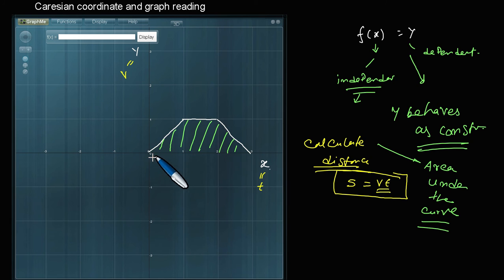You may think that this is a hollow thing and we will go through these points also. No, area under the curve means the area between the axis and the curve. This is the axis and this is the curve. This is called area under the curve. I'm writing again: area under the curve.